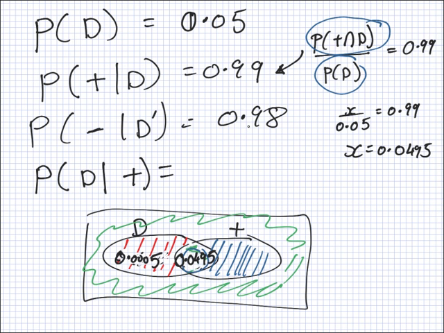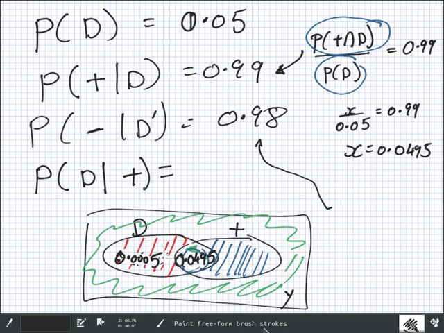We haven't. So, what does this one represent? Let me put it here. That's negative and not the disease. So, that would be here. Let me call that y. Okay? The formula says it's y over probability of not having the disease. Now, we actually know what the probability of not having the disease is.